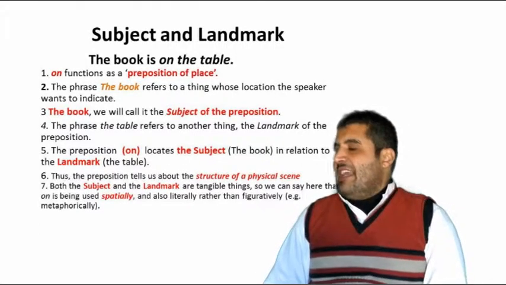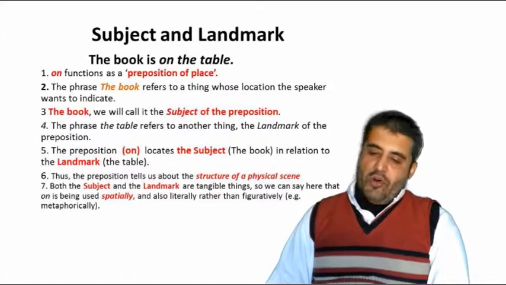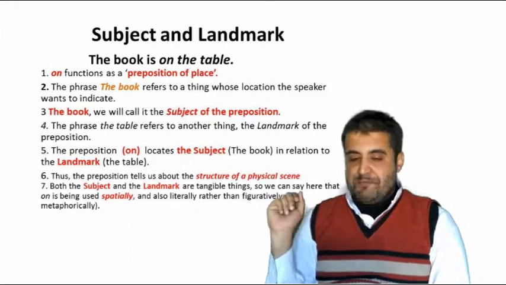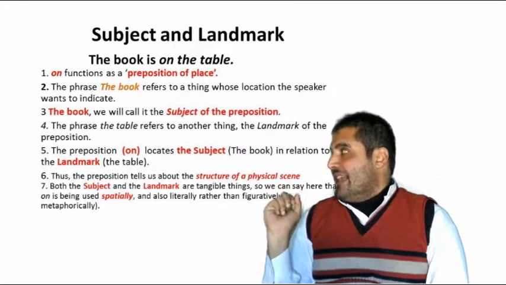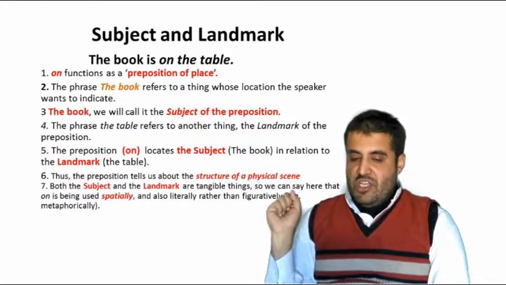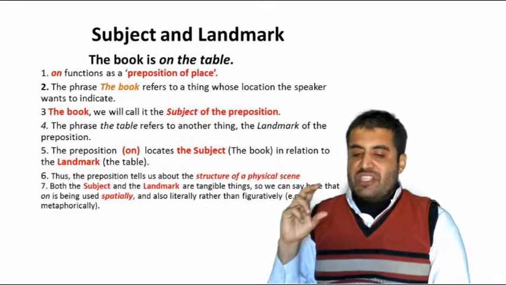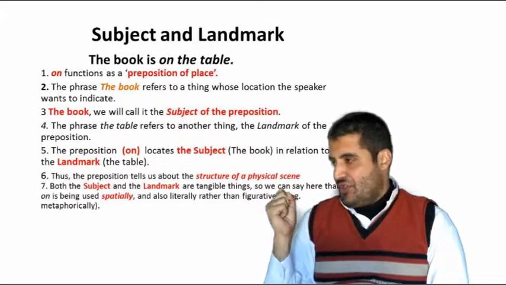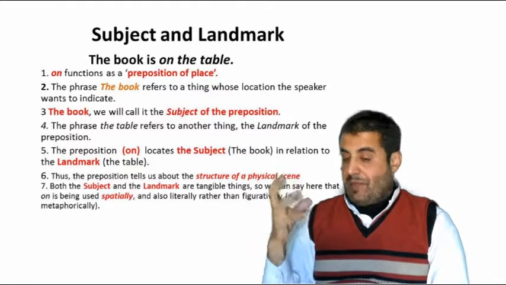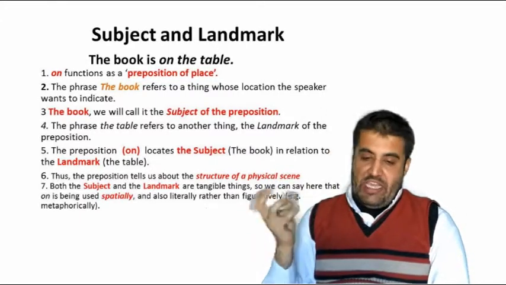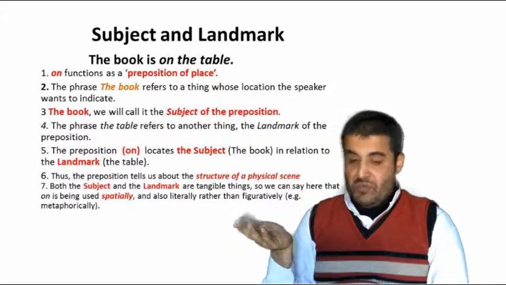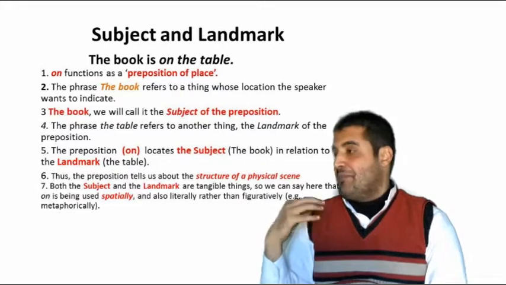Now we are coming back to subject and landmark. What do I mean by subject and landmark? Look at the screen. The book is on the table. There is a sentence: the book is on the table. This "on" functions here as a preposition of place. You already know that. It shows the place of the book, where the book lies, where the location of the book is.